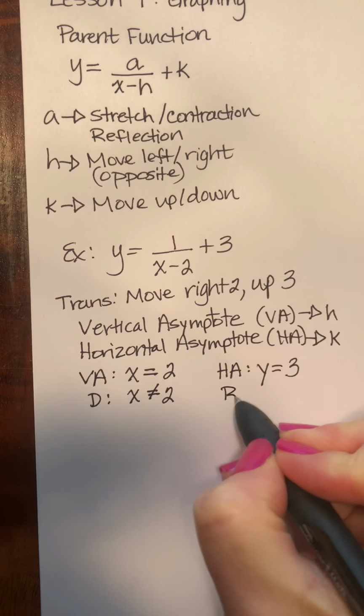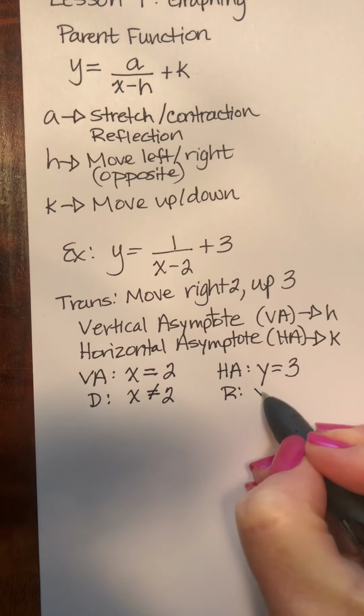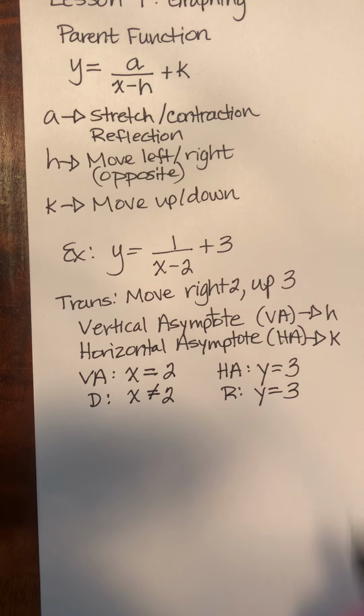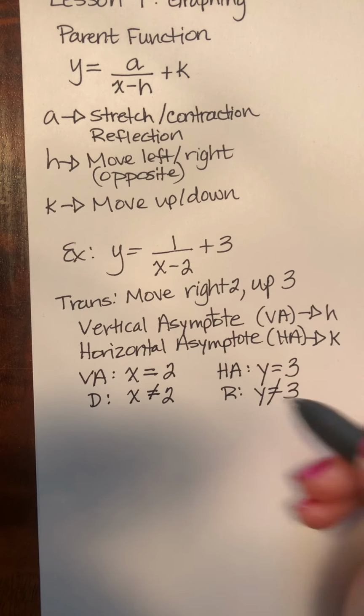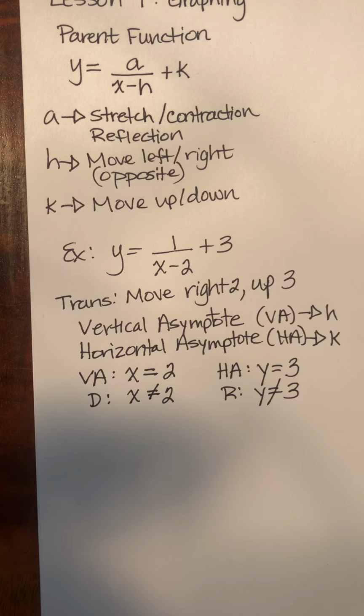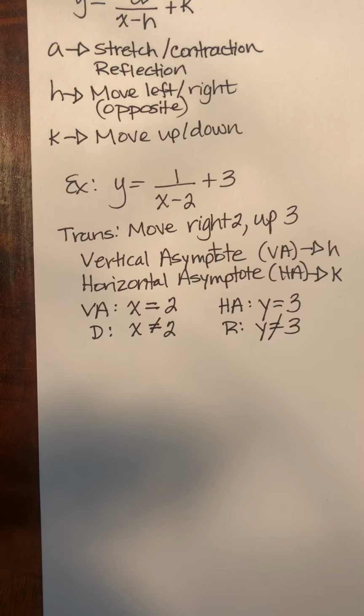The same thing holds true for the range. You're just going to copy that equation that you wrote down for the horizontal asymptote, but you're going to put a slash through it. And then that's going to be your range. Let's look at another one. How about this one?